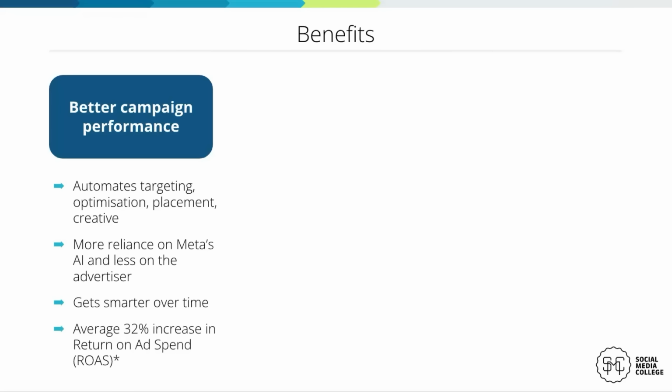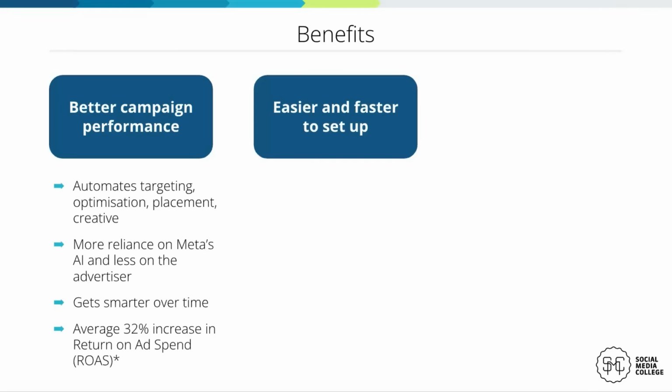Now, take this stat with a grain of salt, but Meta is claiming that people who use Advantage Plus shopping campaigns on average generate a 32% increase in return on ad spend. So that's huge. 32% increase in return on ad spend. But I put a little asterisk next to that because, of course, this is general data across all of their campaigns. And when you break this down advertiser by advertiser, those results will vary.